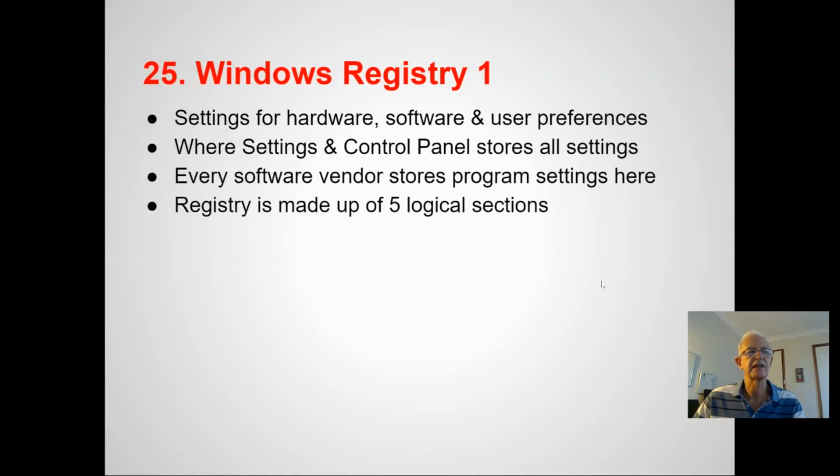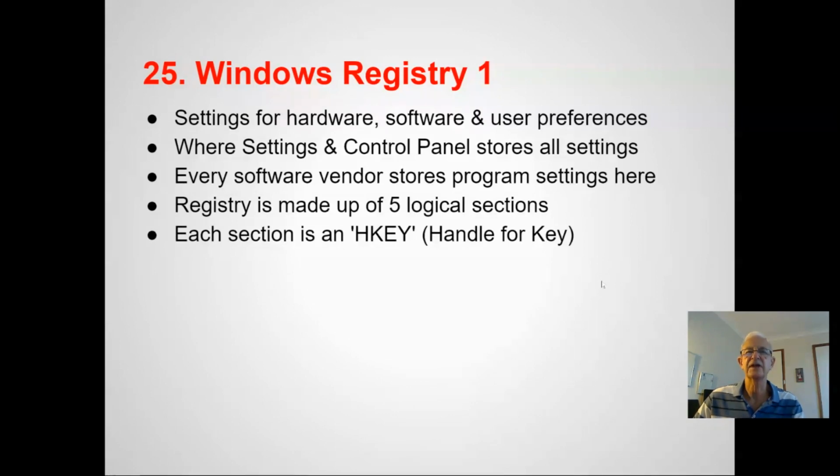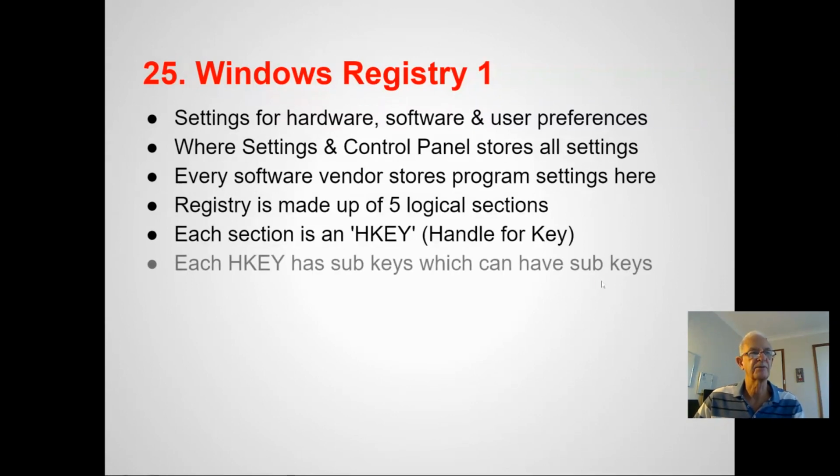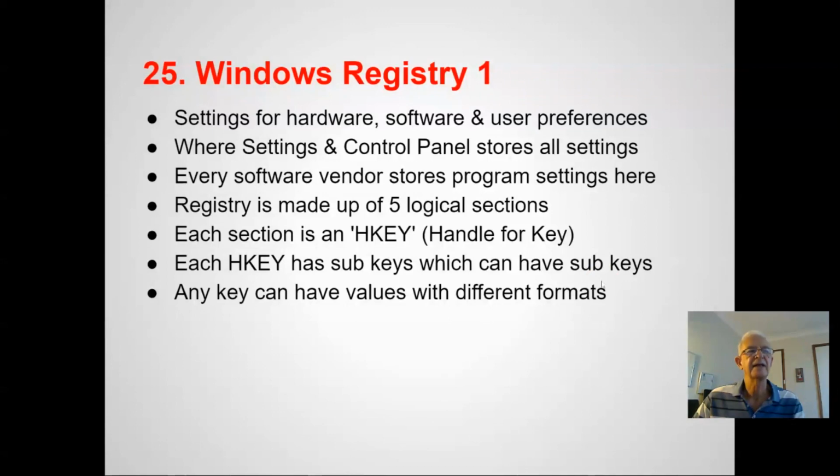To start off with, it's laid out in five logical sections, and each section is called an HKey, which stands for handle for key, and don't ask me where that came from. Each HKey has subkeys, which then can have subkeys of their own. So it's a hierarchical arrangement of data. Any key can have values with different formats, and the two formats that are used are decimal and hexadecimal.